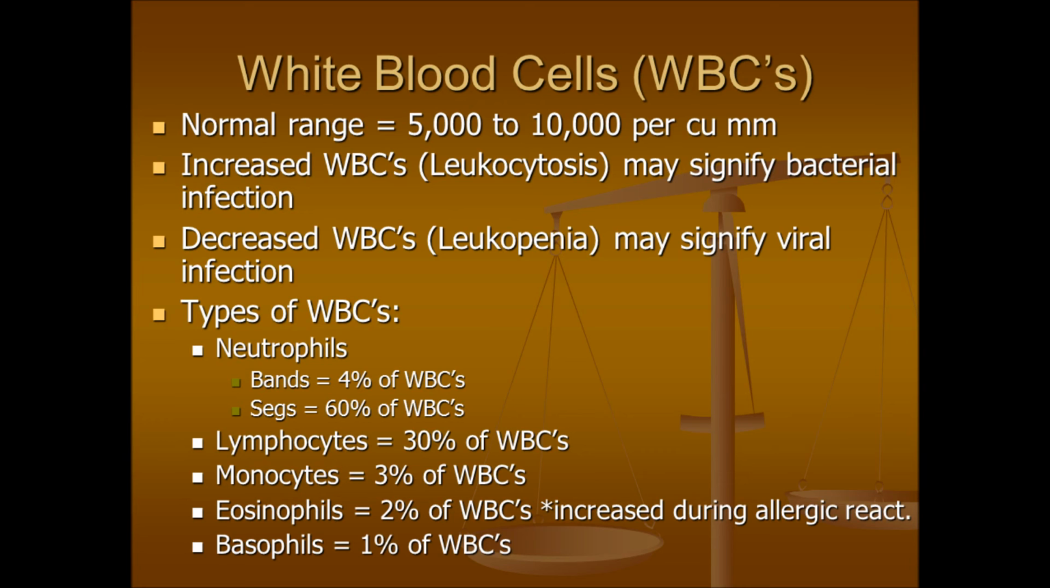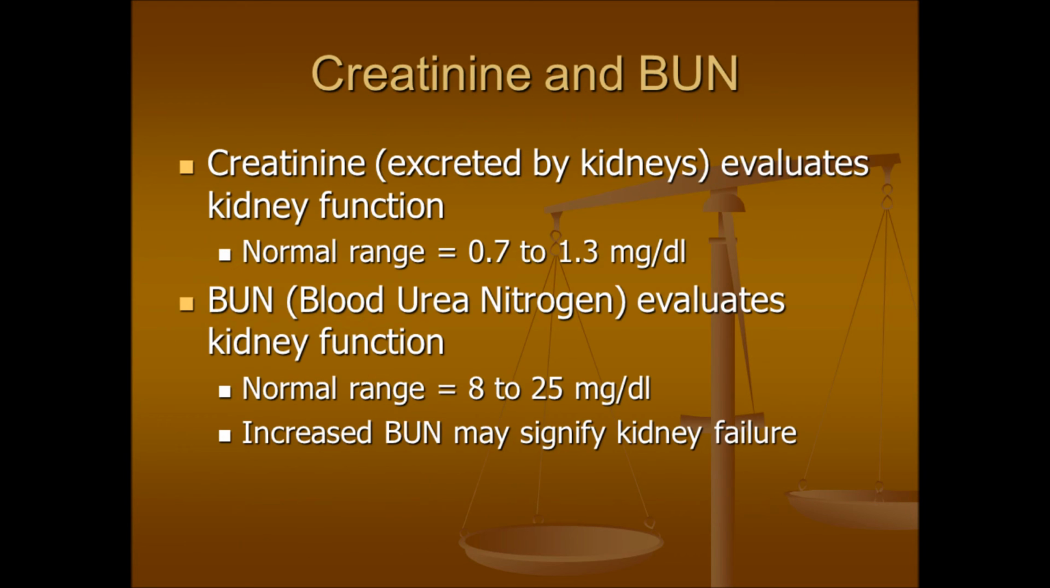Creatinine and BUN are both lab values that will indicate whether something is going on with the kidneys. And creatinine, not creatine, creatinine is excreted by the kidneys, and it evaluates kidney function. The normal range is 0.7 to 1.3 milligrams per deciliter, and you do need to know the units. BUN, blood urea nitrogen, evaluates kidney function, normal range 8 to 25.